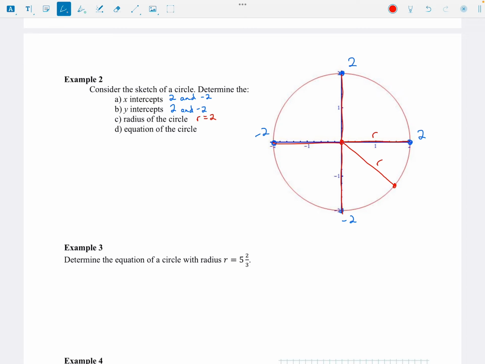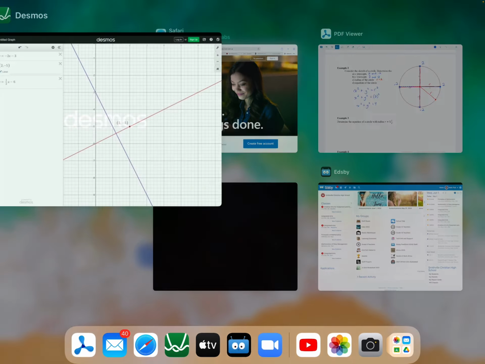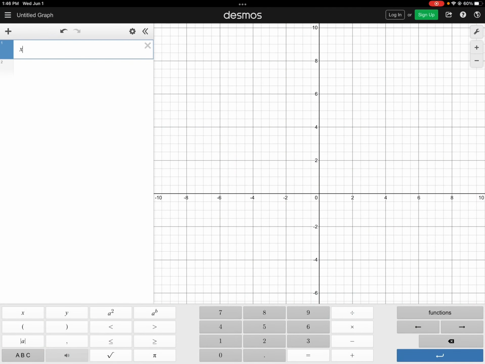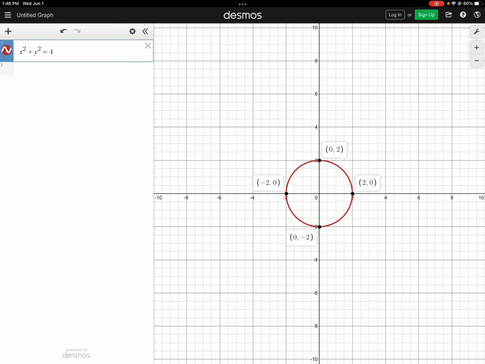It's always 2. So we can write the equation for a circle using this formula, x squared plus y squared equals r squared. Because we said r equals 2, we have x squared plus y squared equals 2 squared, or x squared plus y squared equals 4. We could look at Desmos here and get a nice little image of this. And so x squared plus y squared equals 4 looks exactly like that.